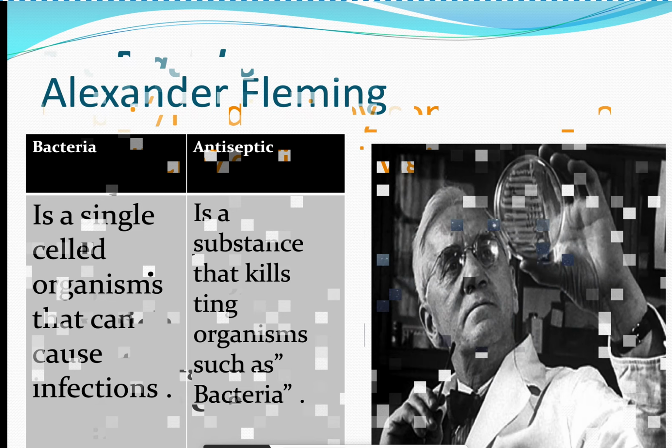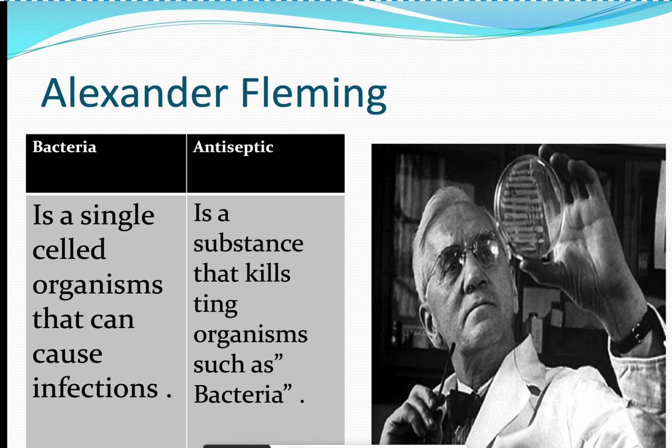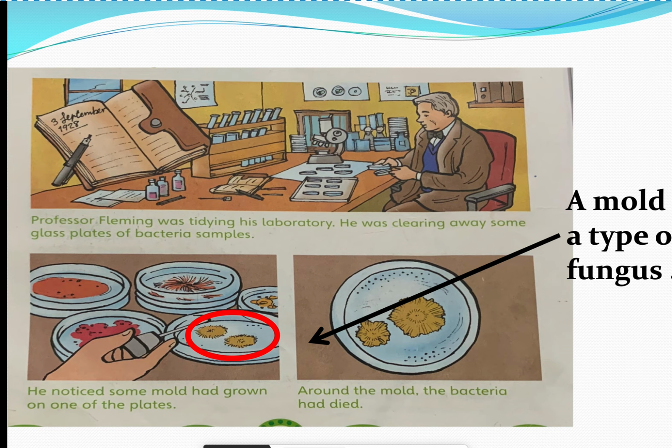Now, we will discuss about another great scientist, Alexander Fleming, who invented penicillin. Alexander Fleming was a Scottish scientist who studied bacteria and antiseptics. Now, Alexander Fleming noticed some mold had grown on one of the plates when he was tidying his laboratory. He was clearing away some glass plates of bacteria samples he found.